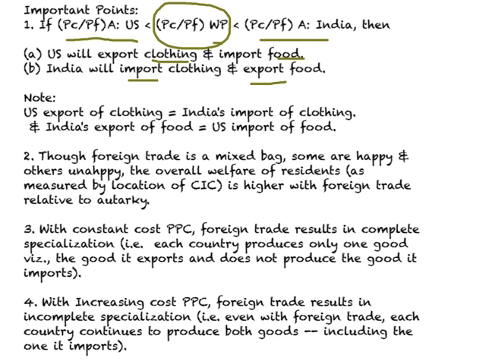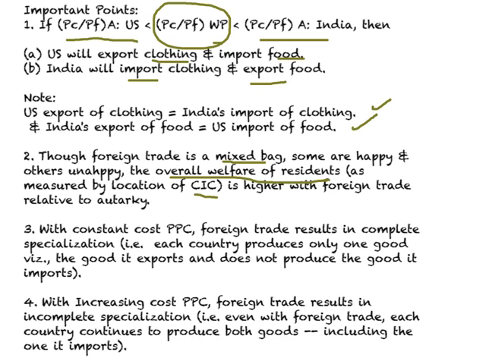And since we have two countries, ultimately the exports of one country must equal the imports of the other country. So US export of clothing must equal India's import of clothing, and India's export of food must equal US import of food. We know that foreign trade is a mixed bag. Some of us are happy and some of us are unhappy. But in an overall sense, the residents of a country are much happier with foreign trade relative to autarky, and this can be shown through the community indifference curve.